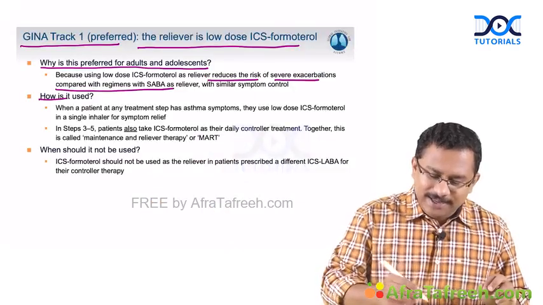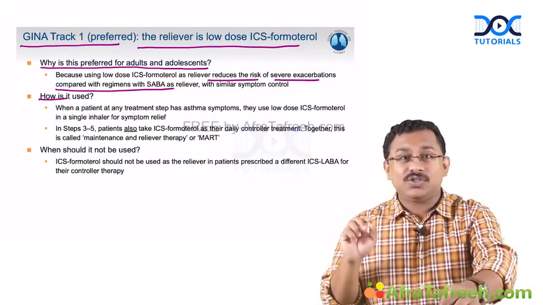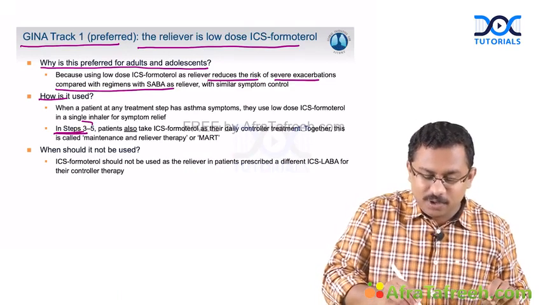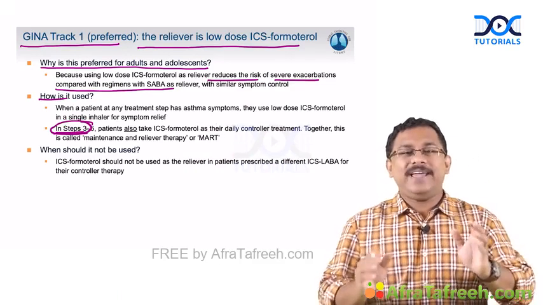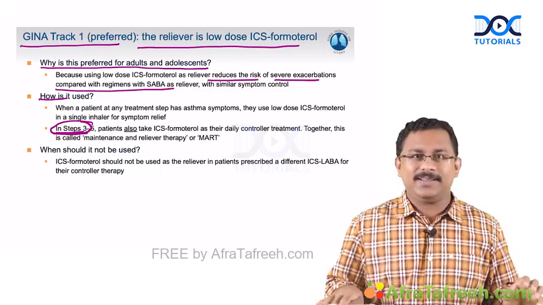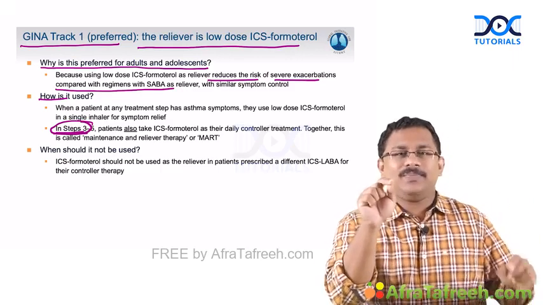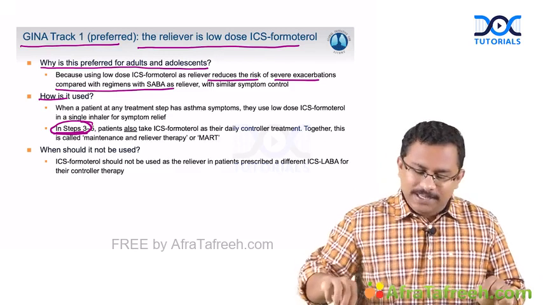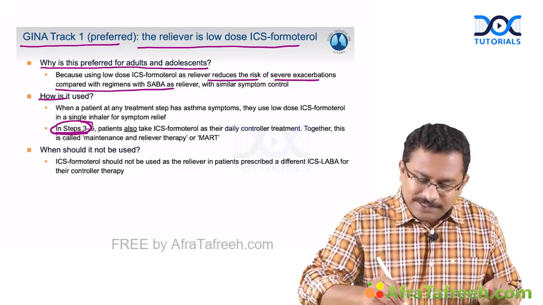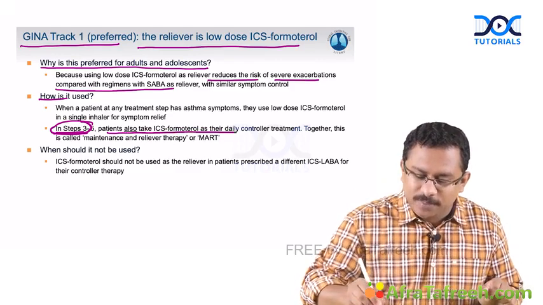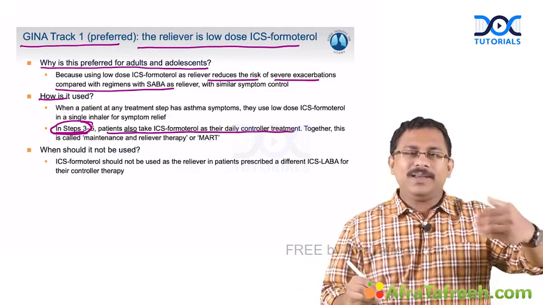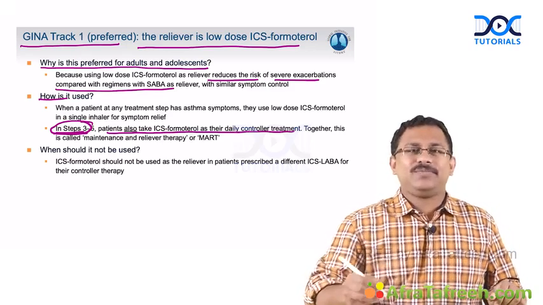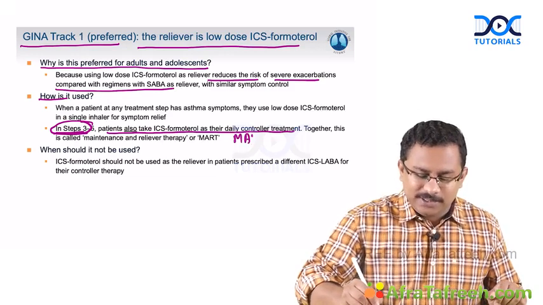All right, we have seen how it is used, and we have also seen that from step 3 onwards, I am talking of track 1, step 3 to 5, we are having a maintenance and reliever therapy. Because in track 1, if you remember, in step 1 and 2 the reliever therapy was also acting as the controller therapy. In step 3 to 5, the patients also take the ICS formoterol as their controller therapy. The dosage varies: low dose, medium dose and high dose. Step 3 to 5 in track 1 is called MART.